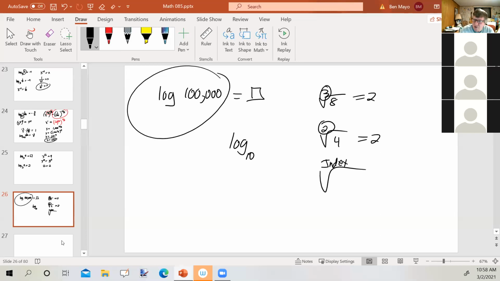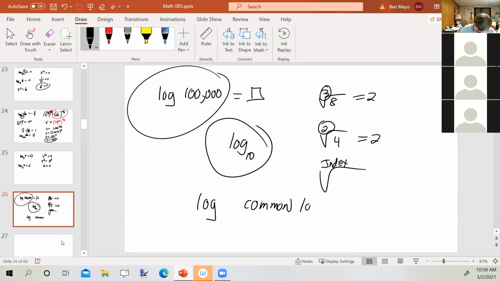Well, mathematicians decided that because log base 10 is so commonly used, they're not going to bother to write the base. So just log, which is referred to as common log, this means log base 10. And in fact, I don't know if you have your scientific calculator handy, but if you do, look over on the left column, and somewhere probably in about the middle of the column, there's a button that says log.